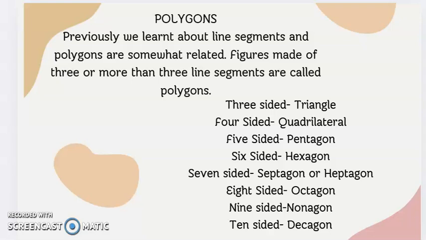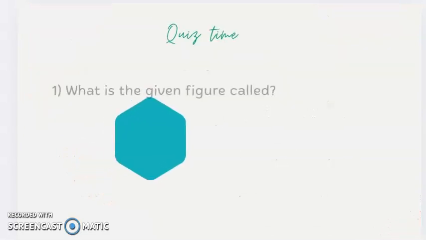So previously we learnt about line segments, and I can say that polygons are somewhat related. Closed figures made of 3 or more than 3 line segments are called polygons. So basically they are shapes. Here are a few names of the polygons. 3-sided polygons are called triangles, 4-sided are called quadrilaterals, 5-sided are called pentagons, 6-sided are called hexagons, and so on. If you want to know more names of polygons, you can search them up. Now let's have a good quiz.